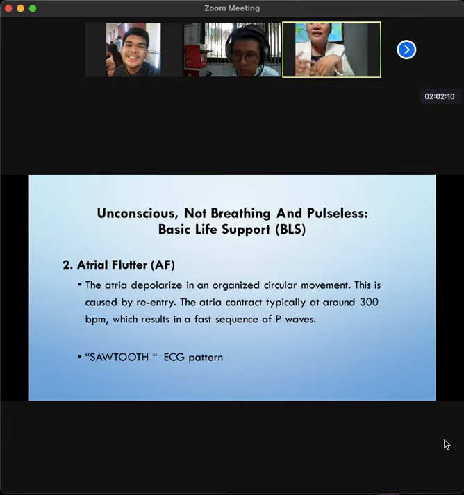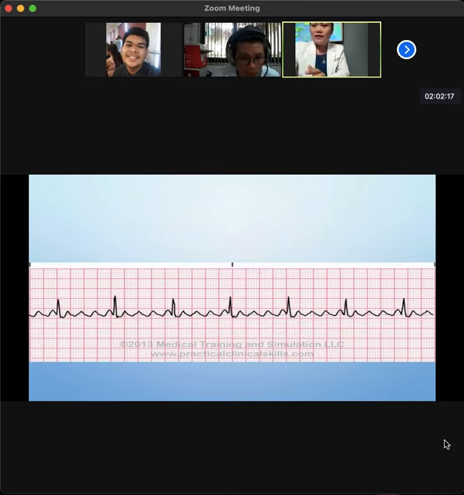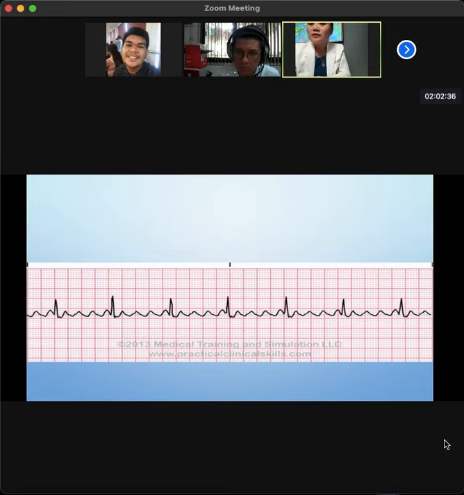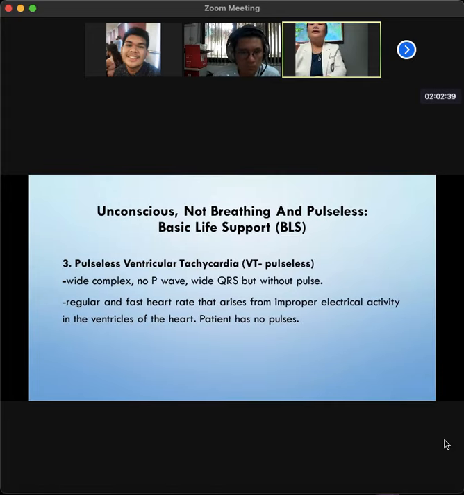Okay? The ECG pattern of your atrial flutter is sawtooth. Okay? This is what the ECG tracing looks like for your atrial flutter, sawtooth. So parang talagang yung pang saw, yung ngipin ng saw, makikita ninyo. Okay. So kung ganito yung ECG tracing, you have no cardiac output and usually you have no pulse. Okay. The last one for your shockable rhythm is your pulseless ventricular tachycardia.